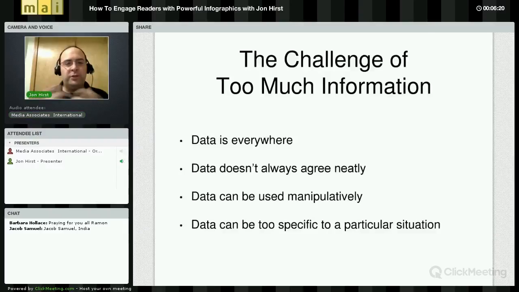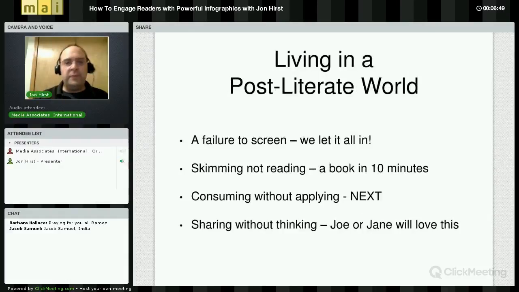So in a world where there's too much data and it doesn't always agree, it can then be used in very manipulative ways. And then finally, data can be too specific to a particular situation. I think about the research studies that are so focused. For instance, what do dairy farmers in Canada who are over 50 think about something? Well, that data is so specific that sometimes it's hard to know what to do with it or how to use it. But that's the world that we live in.